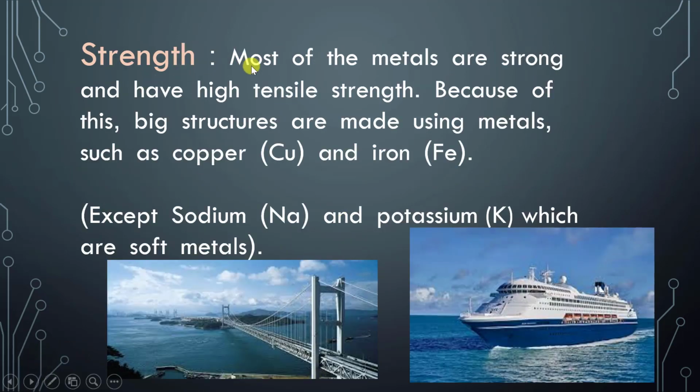Next, strength. Most of the metals are strong and have high tensile strength. Because of this, big structures are made using metals such as copper and iron, except sodium or potassium, which are soft metals. Exceptions like sodium and potassium can't handle the weight and shape of the structure we want to form, but other metals like copper and iron have the strength that they can be converted into a big structure, and they will remain the same.